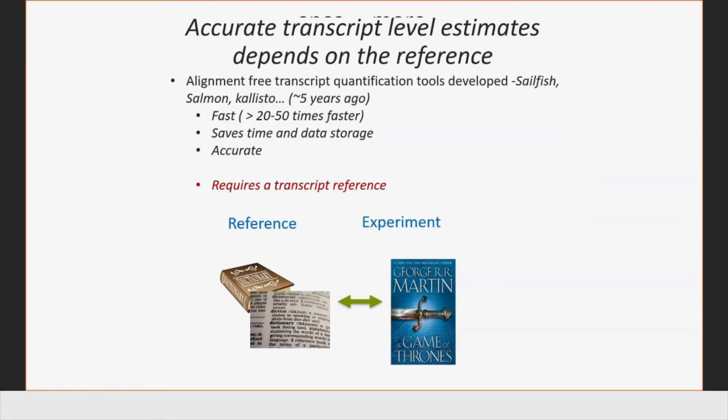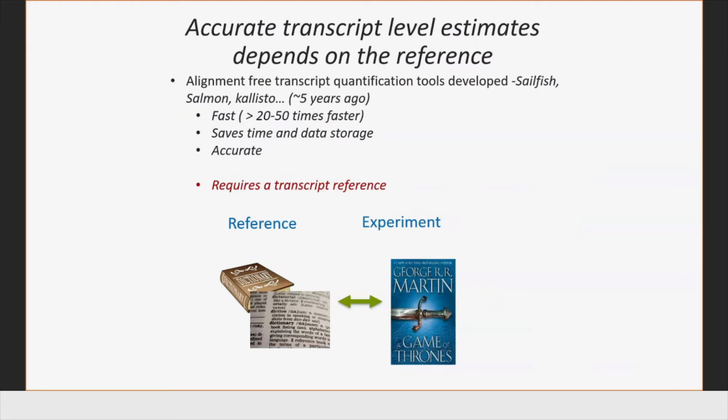So we know that recent developments of methods like Salmon and Kallisto allow alignment-free transcript quantification. They have been the state-of-the-art methods in the field for a number of years. They are very fast compared to the mapping-based methods. They also save time and data storage. They are also one of the most accurate methods out there. But the issue is that they do require a transcript reference.